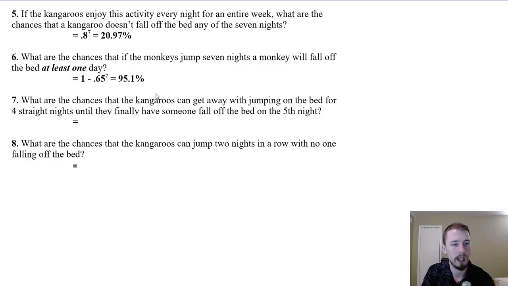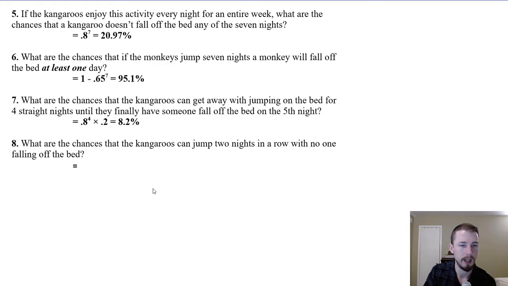What are the chances that the kangaroos can get away with jumping on the bed for 4 straight nights until they finally have someone fall off on the 5th night? Well, that means 4 in a row they would have nobody fall off, so it would be 0.8 to the 4th power times 0.2 to the 1st power, because that would be the special event that occurred on the 5th night, which would give us an 8.2% chance. It would be pretty rare for that to occur.